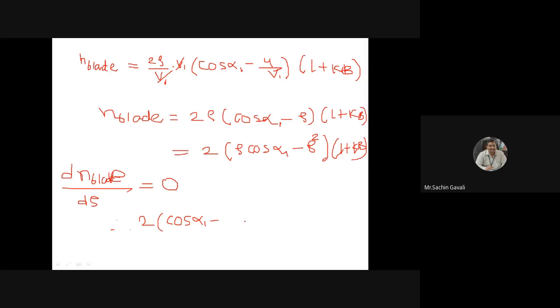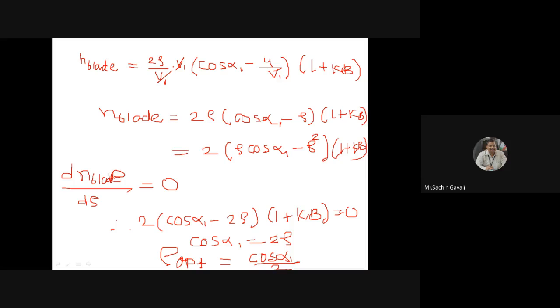Minus, रो स्क्वेअर चे डिफरेन्शिएशन 2 रो. ओके. 1 plus KB is equal to 0. आणि हे जर 2 1 plus KB is equal to 0 असल्यामुळे कॅन्सल होणार. आपल्याला काय मिळणार cos alpha 1 is equal to 2 रो. आणि रोची काय व्हॅल्यू असली पाहिजे, त्याला आपण रो ऑप्टिमम म्हणतो, मॅक्झिमम इफिशियन्सीसाठी रोची व्हॅल्यू काय असावी: cos alpha 1 divided by 2. Understood? This is the optimum value of rho.